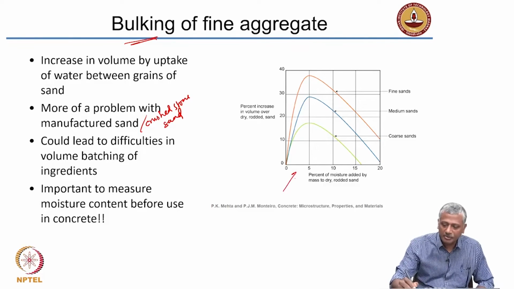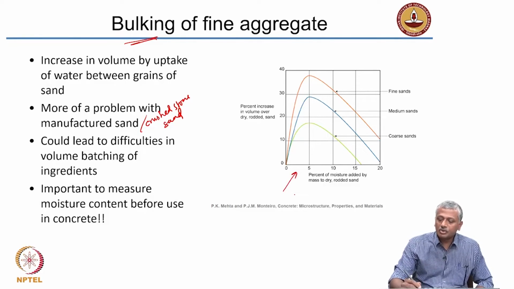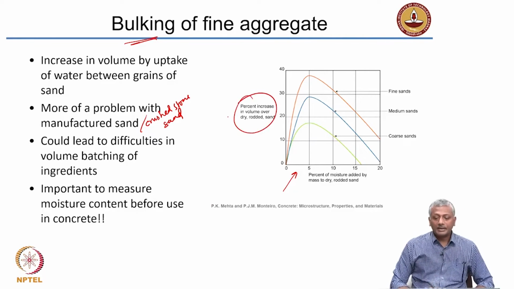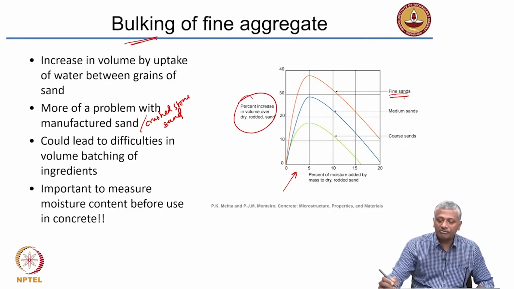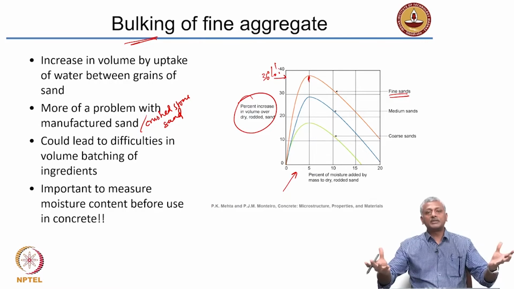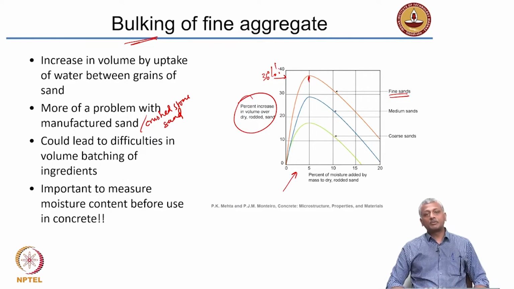Again, this is a picture from one of the textbooks on concrete technology, which shows you that the bulking or percent increase in volume is most affected for fine sands. So, you can see the increase in volume can be as much as 35% or 36% here. Okay. So, if you are thinking you have 1 cubic meter, it is actually 1.36 cubic meter because of the water that is getting inside the fine sand. Okay.